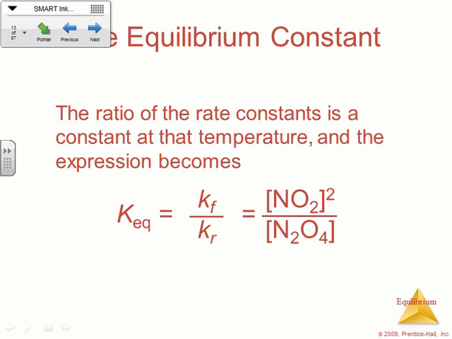Now, the ratio of the rate constants is constant at that temperature. Because remember, at a specific temperature, the rate constants never change. The only thing that's going to change a rate constant is the temperature. So they stay constant at that temperature, and so we end up with the expression Keq, which just means equilibrium constant, is equal to NO2 squared over N2O4.